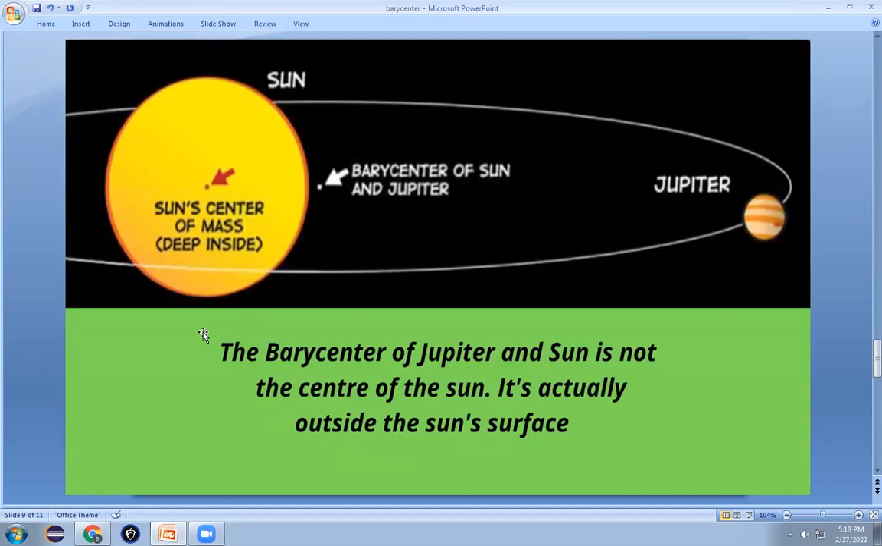Now let's talk about Jupiter. So Jupiter is a lot larger than Earth. It has 318 times more mass than Earth. As a result, the barycenter of Jupiter and Sun is not the center of the sun. It's actually outside the sun's surface.